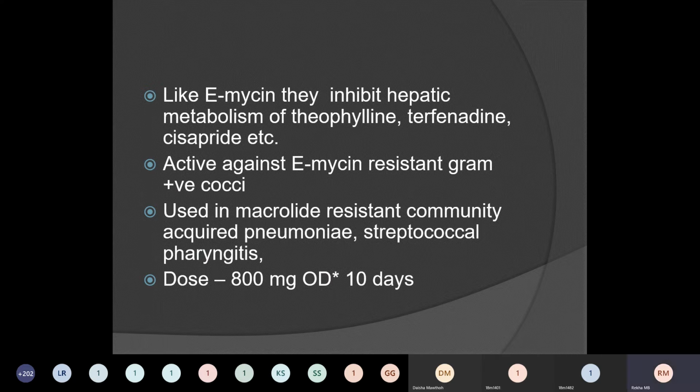Like erythromycin, it also has enzyme inhibitory action, so it can cause theophylline, terfenadine, and cisapride toxicity. It is used in macrolide resistant community acquired pneumonia and streptococcal pharyngitis.